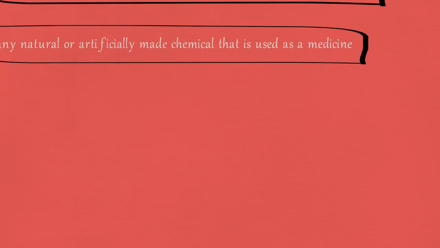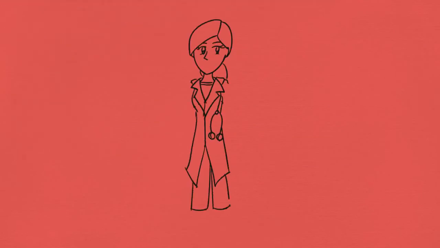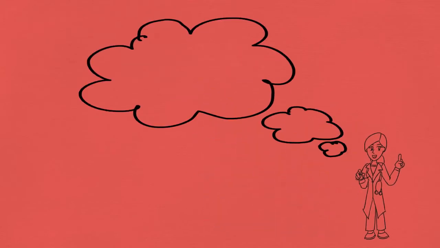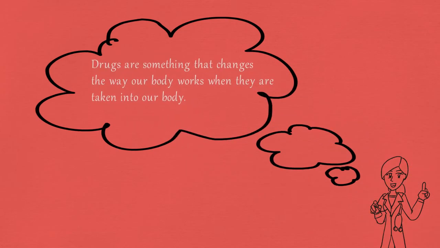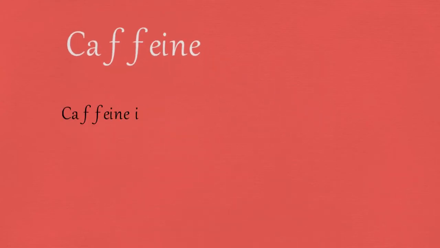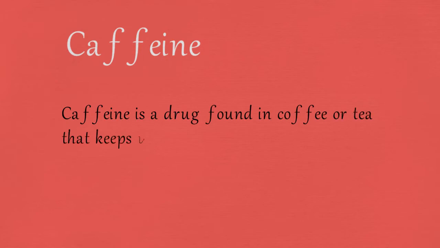Now, let's say, what are drugs by using our own words? Drugs are something that change the way our body works when they are taken into our body. There are many examples of drugs that we can find in our daily lives, for example, caffeine. Caffeine is a drug found in coffee or tea that keeps us awake.